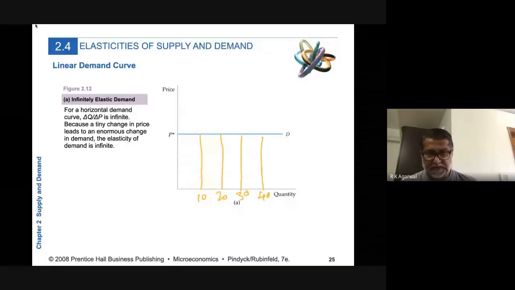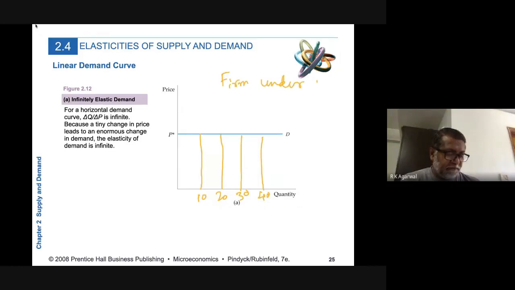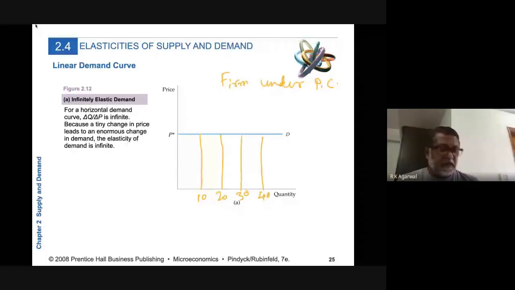Just remember this important thing, that if the price elasticity of demand is infinity, then the demand curve will be a horizontally straight line. And a demand curve like this applies to a firm or a producer under perfect competition. And we will discuss the concept of perfect competition later on. But a firm working under competitive conditions is likely to face an infinitely elastic demand.